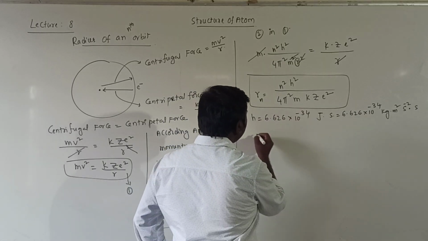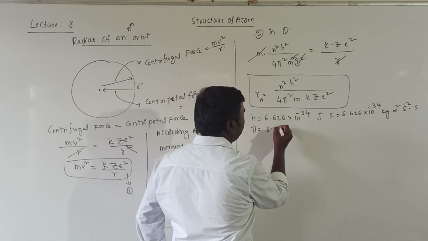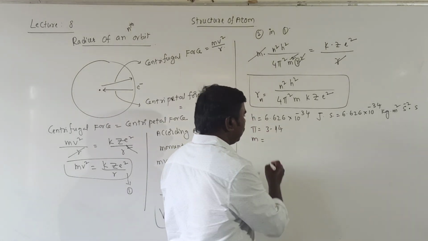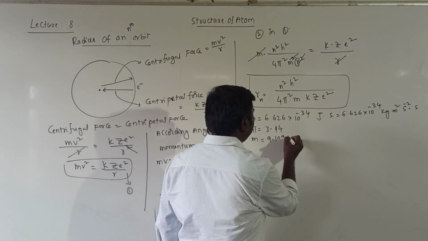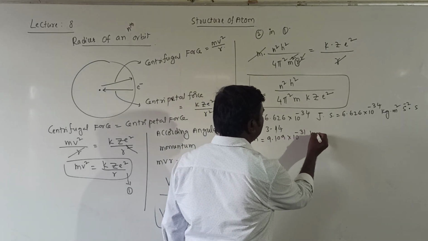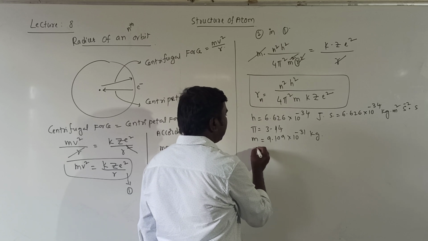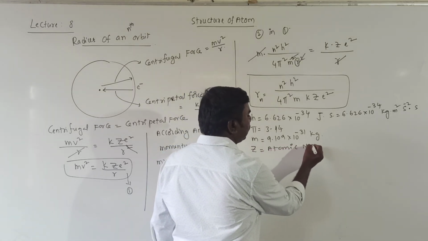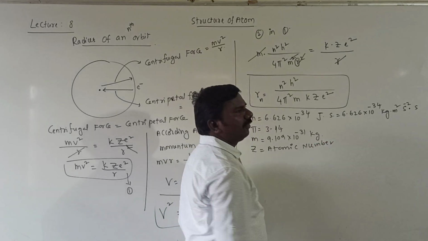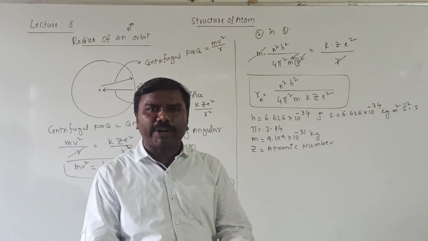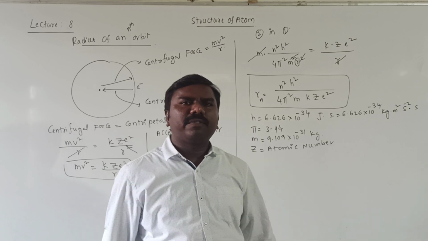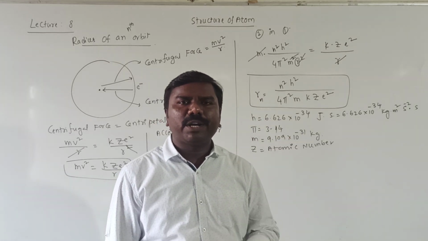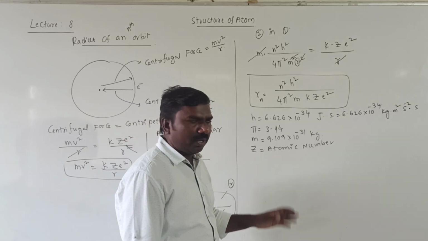Next, the pi value you know is 3.14. Next, the mass of electron is 9.109 into 10 to the power of minus 31 kg. Z equals the atomic number, which will be given in the question for different atoms. You can find the radius, for example the radius of the third orbit in lithium: n equals 3, and lithium's atomic number is 3. Like that you can find.